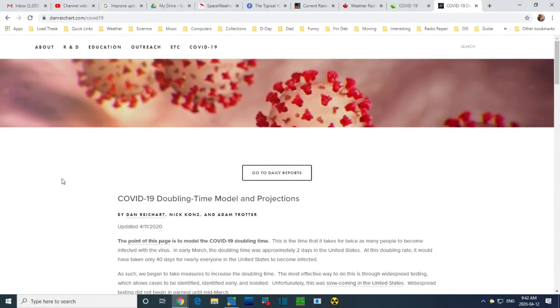So this is a web page put together by a person named Dan Richard and a couple other people, Nick Kontz and Adam Trotter. I don't know these people at all, but they are physicists. At least Dan Richard is a physicist, a scientist, so I think that's his background for doing this kind of thing. Doubling time model and projections. Other modelers are using things like number of deaths reported to create their models. In this case, these guys are focused on the doubling time of the infection spread.